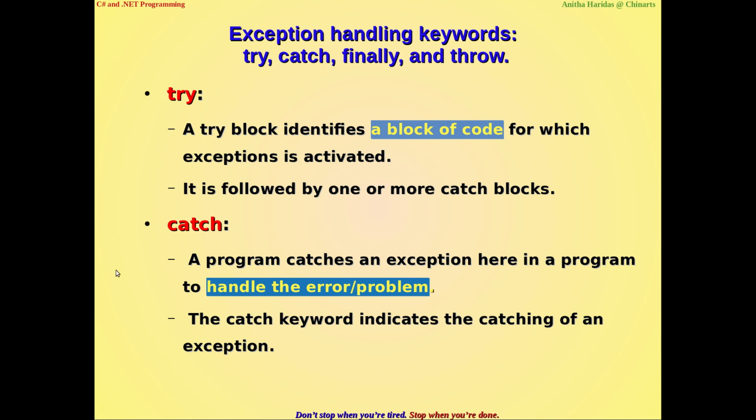The second one is the catch keyword. Using the catch keyword, a program catches an exception in the catch block to handle the error. So the catch block is the one where you catch the exception info. That means you are going to catch the error information and you handle that error in that particular block. So the catch keyword indicates catching the exception, or catching the runtime error information.